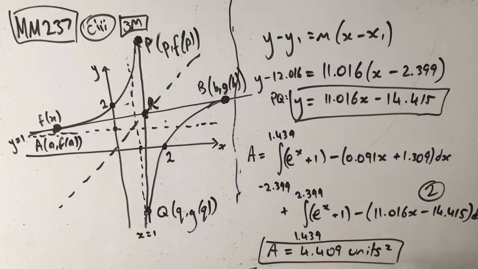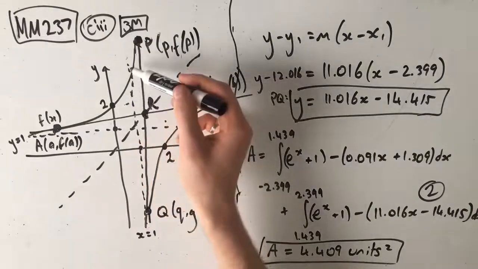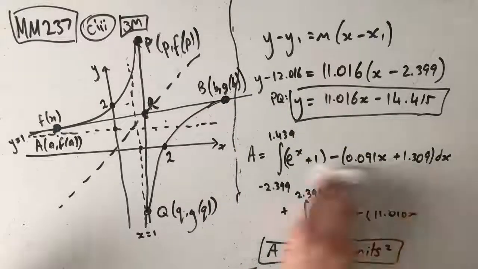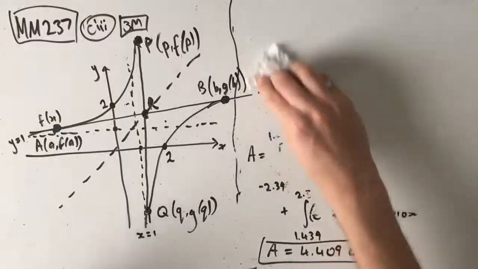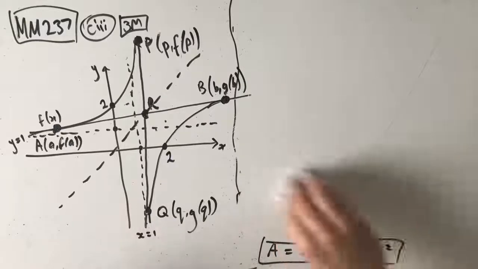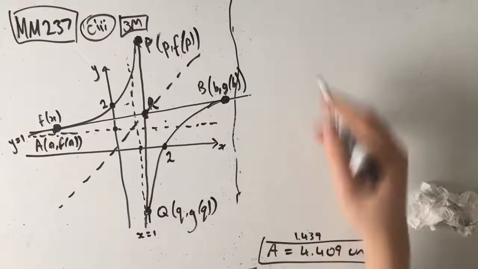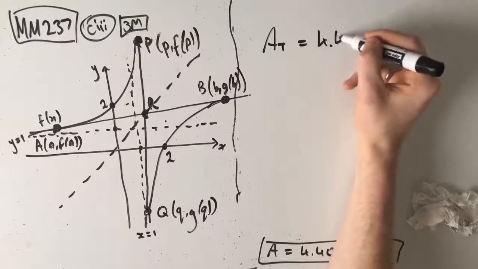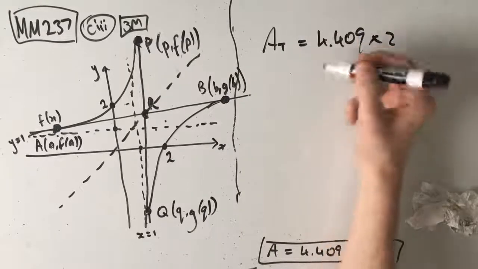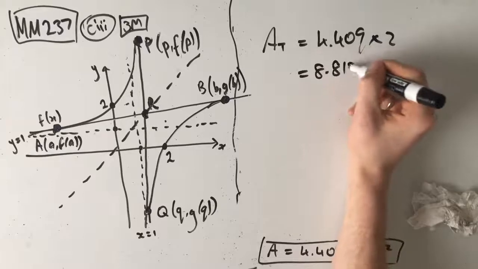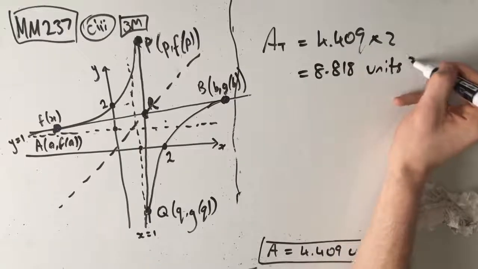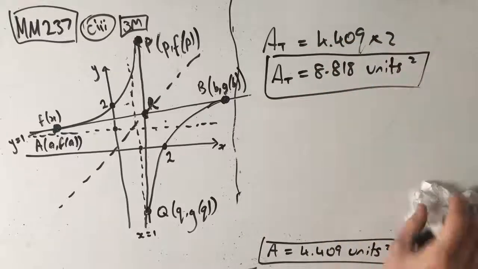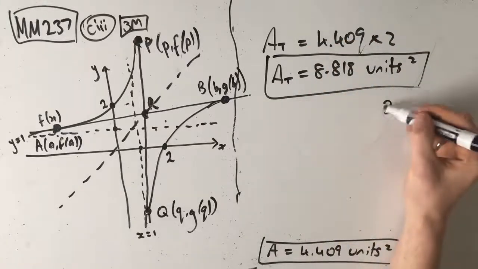This area, 4.409, is this top area, but we're looking for the whole area, which includes this one. And like I said at the start, because they're inverses, those two areas are the same, which means that we can simply multiply this one by 2. So our total area is equal to 4.409 times 2, which equals 8.818 units squared. Do not forget your units squared. You don't want to do all this work and then forget your units. So make sure you write that. And that's our third and final mark.